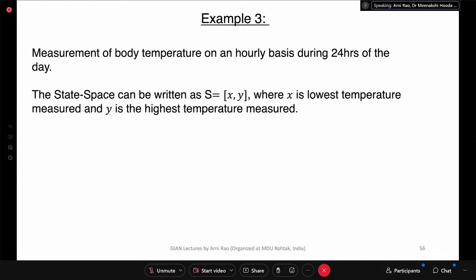So participants are requested to mute their mics, please. Oh, mute the mic, okay. If anyone has a question, you can unmute and ask.